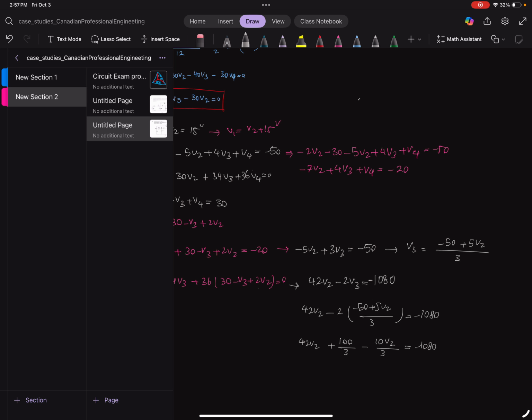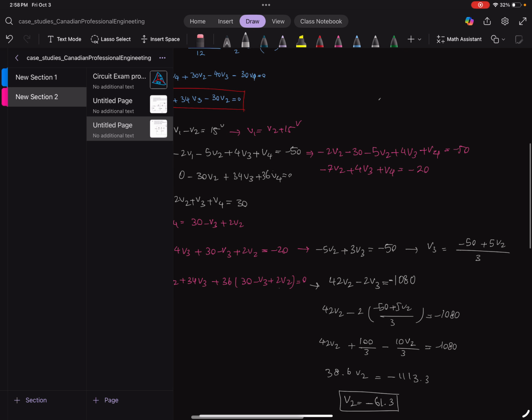You can probably skip ahead at this point. 10 over 3 minus 42. So that's 38.6 V2 is equal to 103 plus 1080 minus 117.3 over 38.6. Our V2 is going to be minus 61.3.